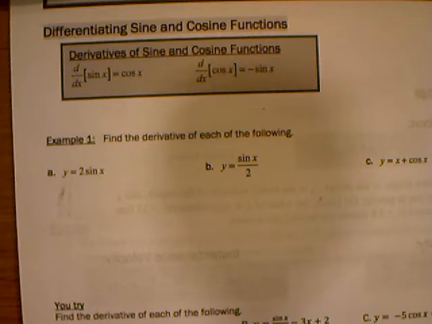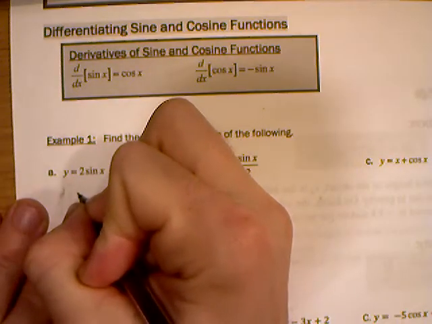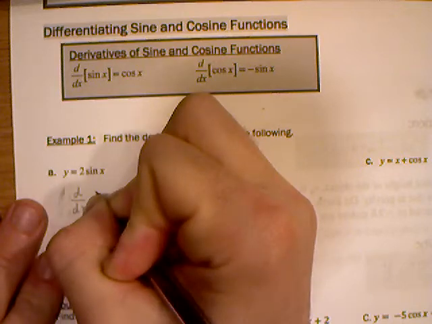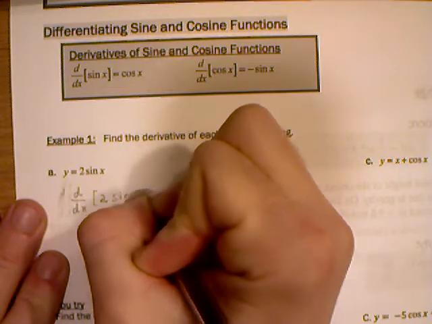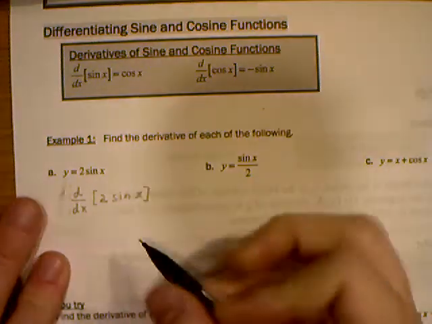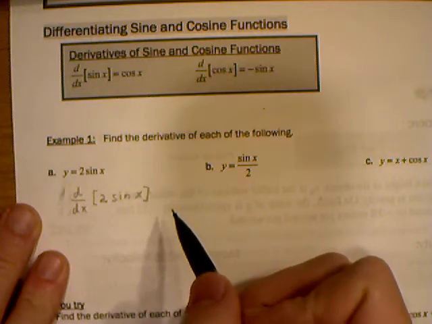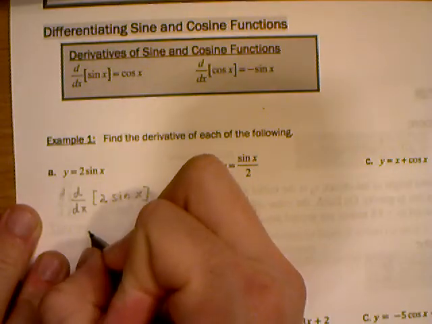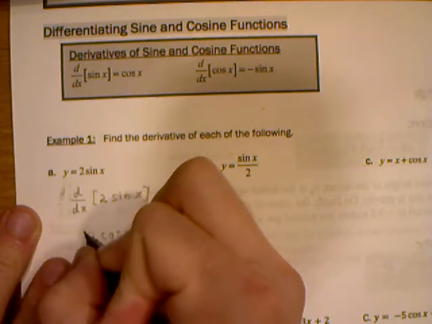So to get started, we're going to find the derivative of each of the following. So I'm going to find the derivative with respect to x of 2 sine x. Well, based on what we just said up here, the derivative of sine x is cosine x, and then that's being multiplied by a constant, so our answer is 2 cosine x.